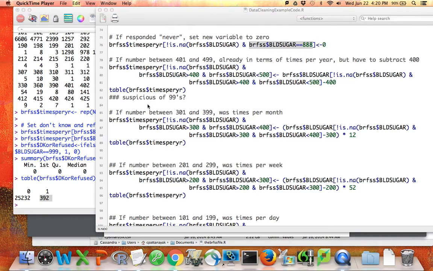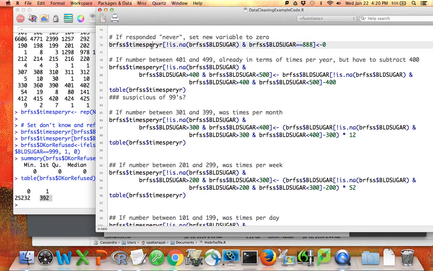The key idea is to make it the same for everybody so that I can actually take the mean of this variable and have that be a useful piece of information. First, I'm going to handle the people whose current responses to the blood sugar variable are listed as 888, which means they said they never check their blood sugar. So for my new times per year variable, I'd like those people's values to be recorded as 0, not NA anymore, but 0. So I'm going to take a subset of my new variable.